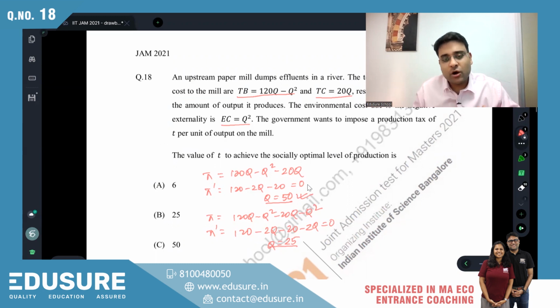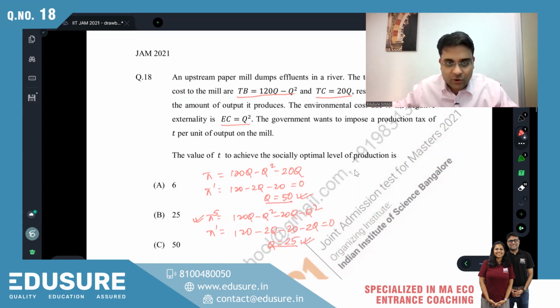Whereas the socially optimal level of production is when I take into account the environmental cost also. So this profit equation gives me the socially optimal cost. Okay. So socially optimal quantity is equal to 25. So ideally, the mill owner should be induced to produce a quantity of 25.